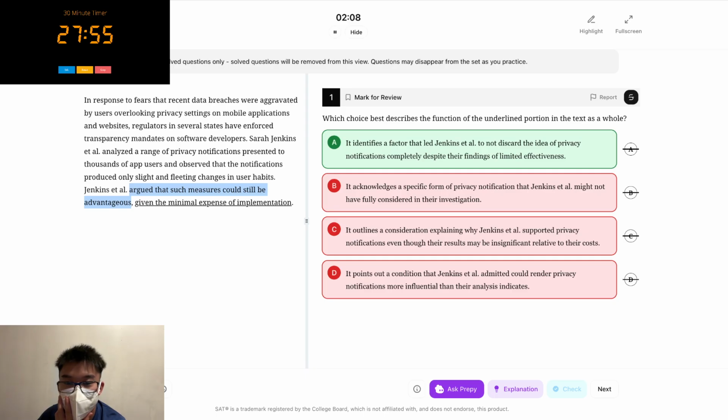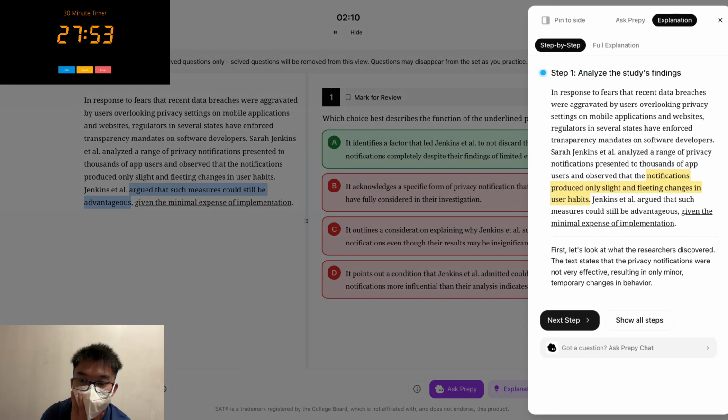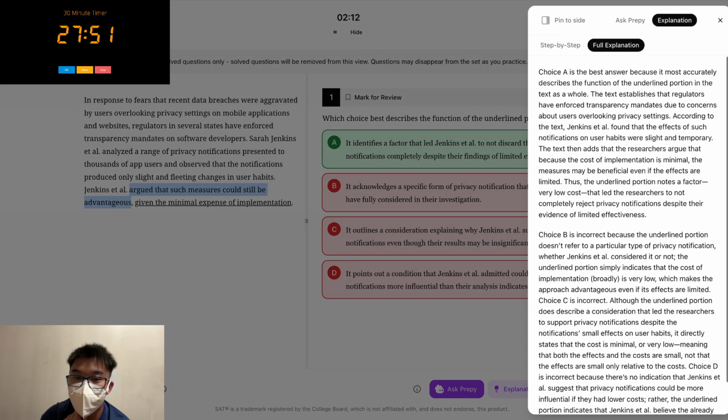Let's see what it says here. So A is the best choice because it's underlined. Enforcing transparency due to concern about user overlooking privacy setting. According to text, notification habits are slightly temporary. And the research argued that because the cost of the implication is minimum, the measure may be beneficial even. Okay, that makes sense.